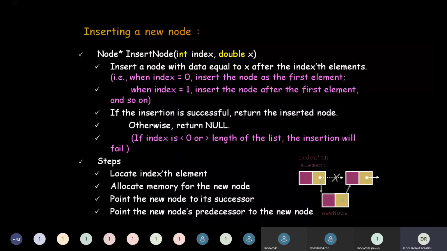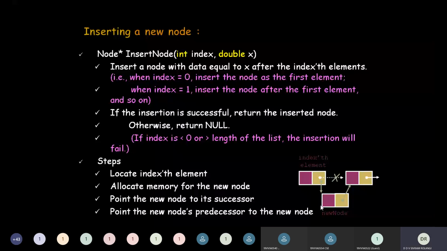These are the steps. First we need to locate the indexed element, after which we want to insert. First we need to go there. Then allocate memory for the new node. Create a new node by calling dynamic memory allocation operations like calloc or malloc. Create a new node there.